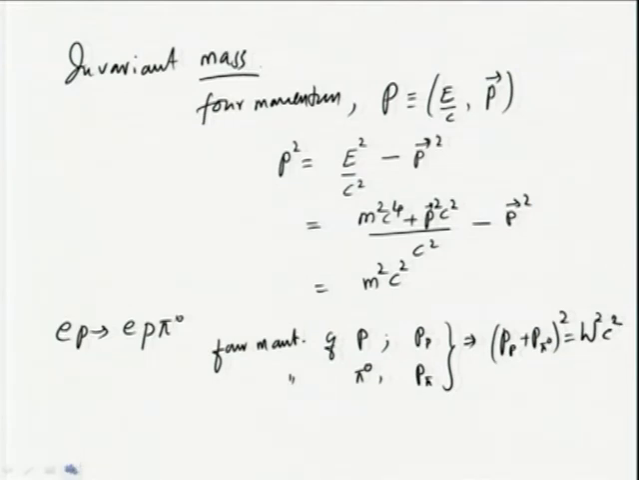So, let me come to the case where e p goes to e X, where X denotes many particles A, B, C, etc. In our earlier case, it was only 2 particles, one was the proton, the other was the pion. But in general, it could be many particles that are produced in inelastic scattering.